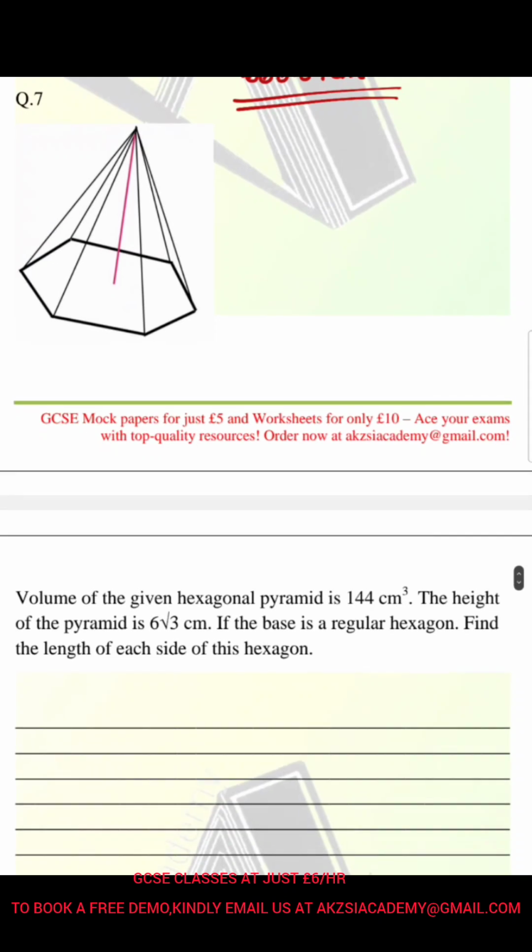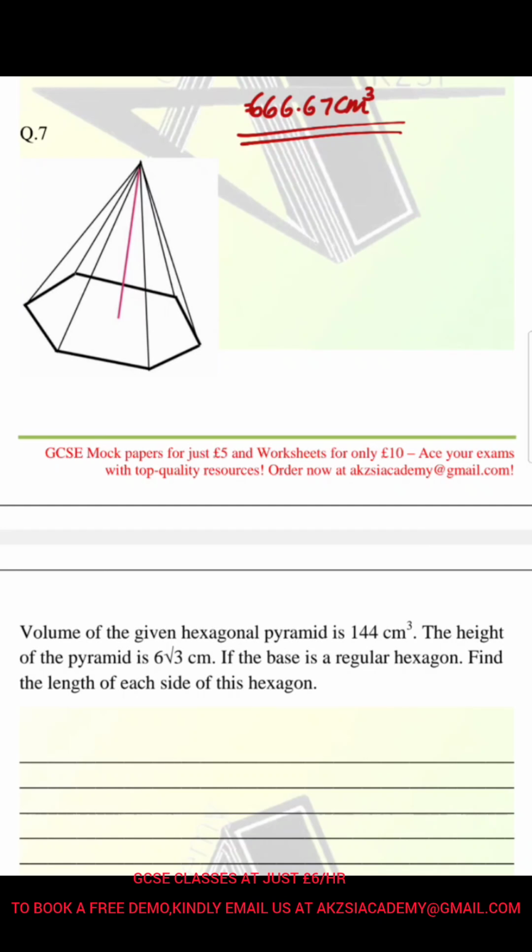The volume of the given hexagonal pyramid, that means the hexagonal base pyramid, is 144 centimeter cubed. The height of the pyramid is 6 root 3 centimeters. So we have to find the length of each side of this hexagon that is at the base. Volume is given, so I'll apply the formula, which is 1 over 3 area of the base times height, equals volume.